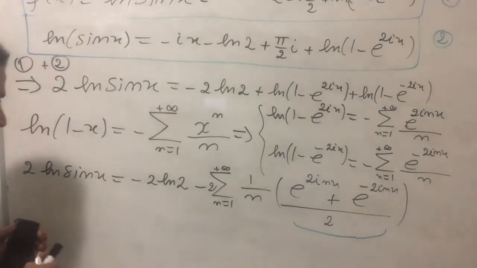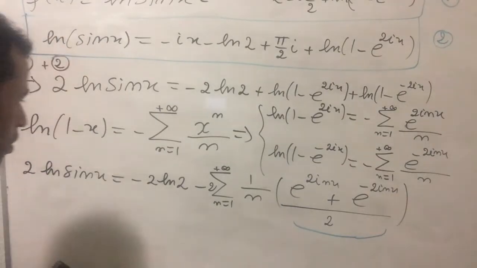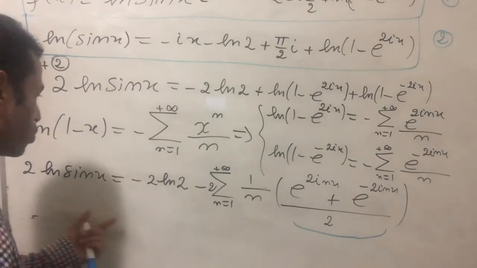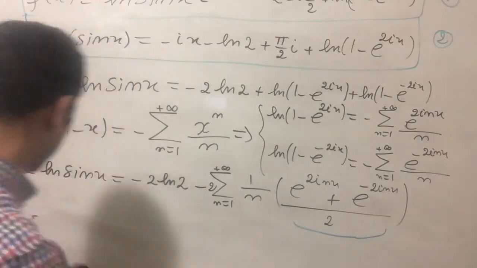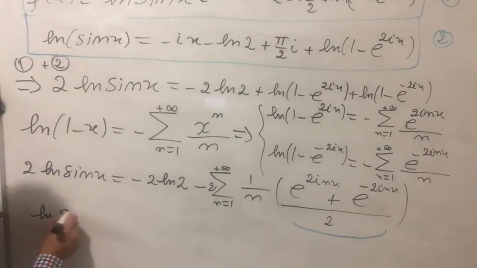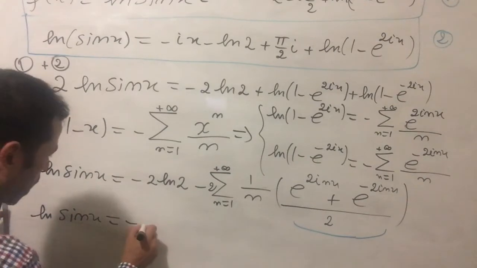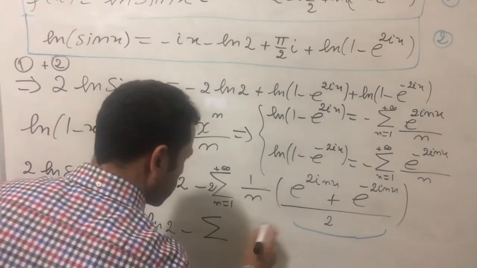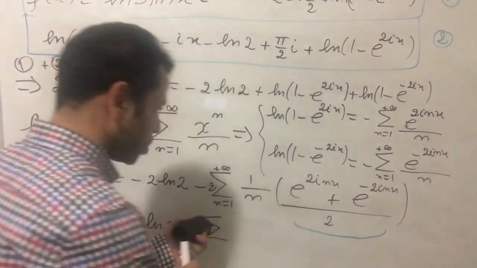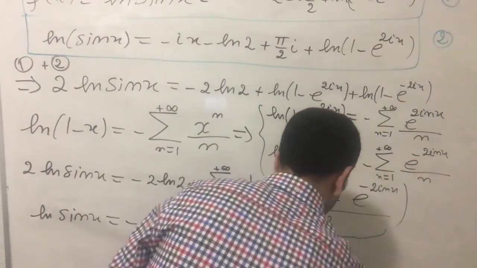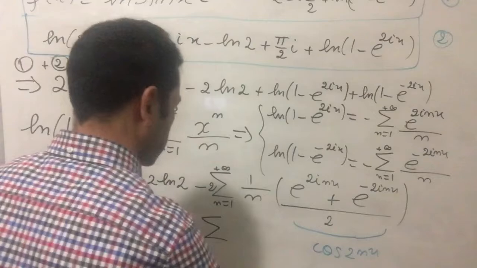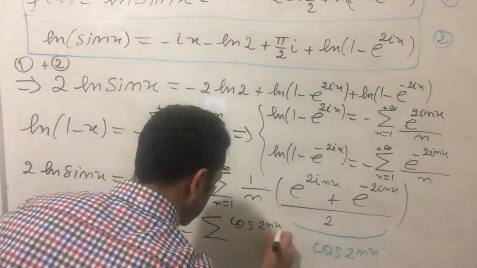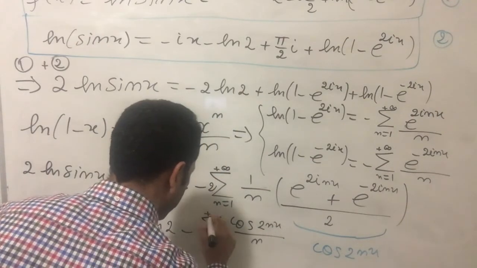Okay, so 2 times natural log of sine x, I'm going to divide by 2 on both sides. So I will have natural log of sine of x equal to minus natural log of 2 minus the sum of cosine 2nx over n, as n goes from 1 to plus infinity. This term is cosine, as we mentioned before.